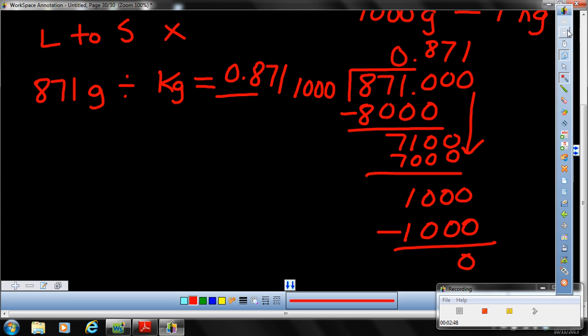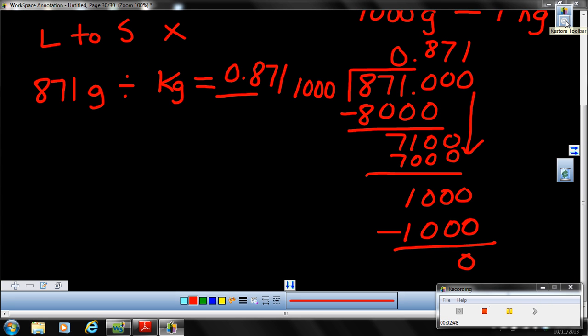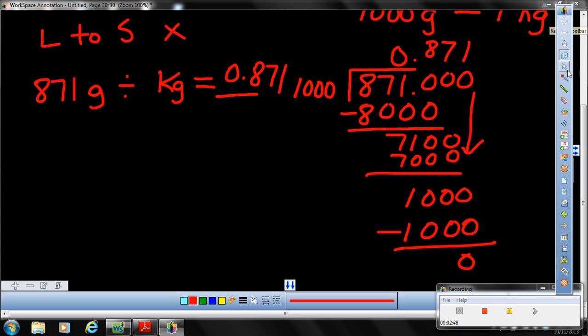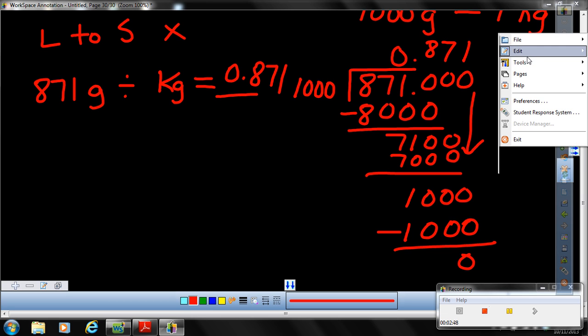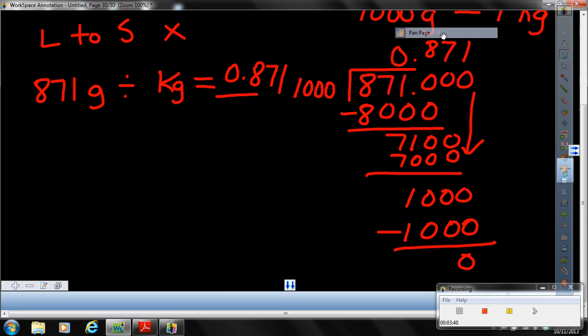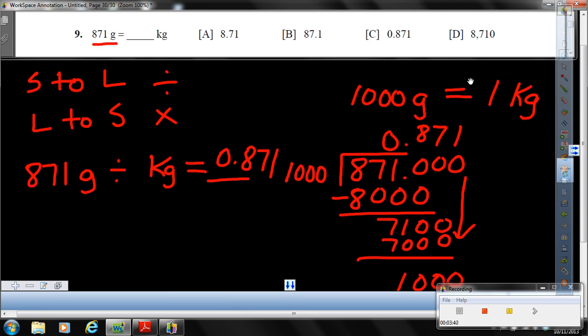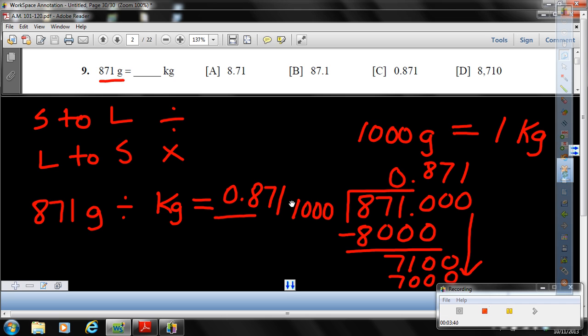We need to go back and see if we can find our answer choice. I don't know how to get to the top of the page here. Alright. 0.871. Answer C would be our answer.